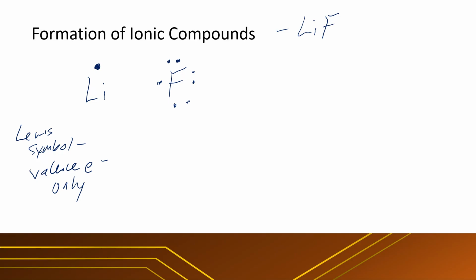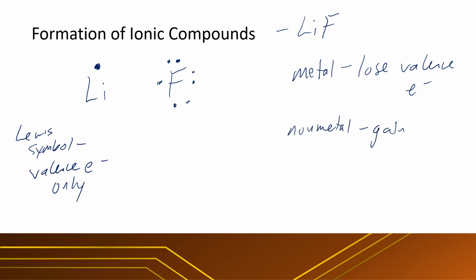Now, whichever one is the metal is going to lose its valence electrons. And whichever one is the nonmetal is going to gain valence electrons to fill up its shell. And this is a kind of a review of what we call the octet rule.